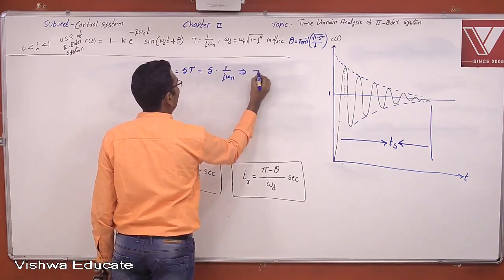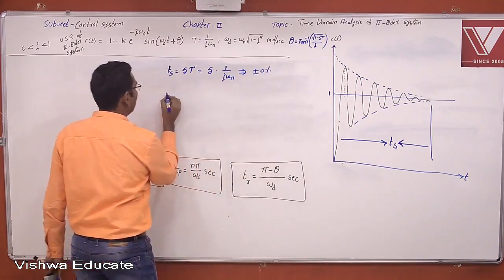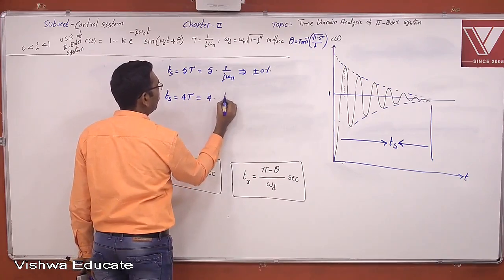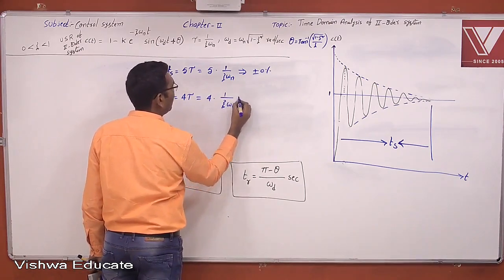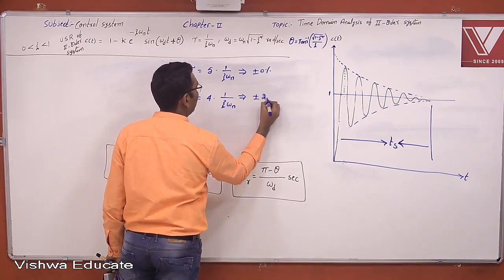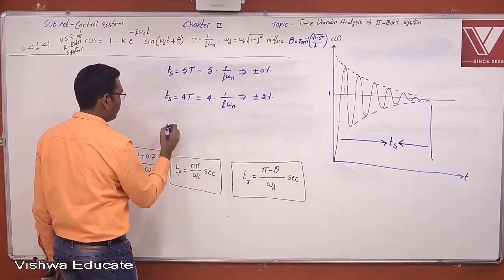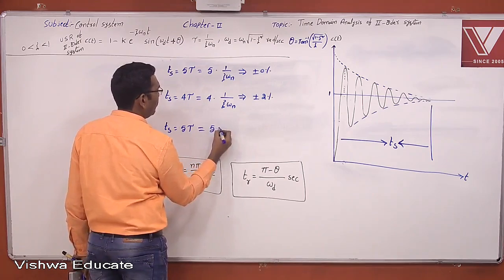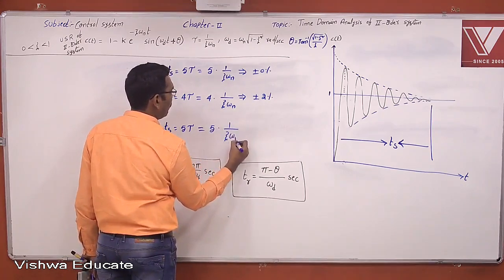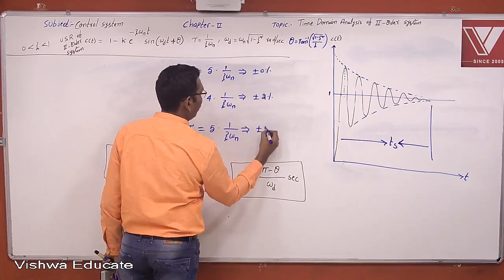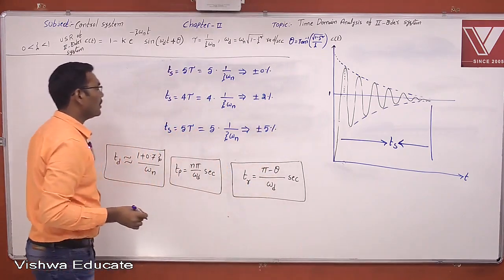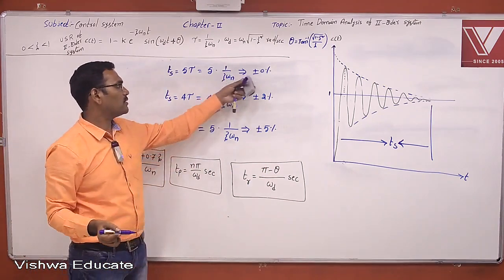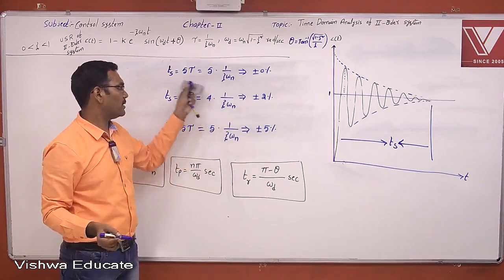This is for 0% error. Now the settling time equal to 4 time constants, which is equal to 4 into 1 by zeta omega n, is for 2% error. Now the settling time equal to 5 time constants, which is equal to 5 into 1 by zeta omega n, is for 5% error. This is the settling time. For any practical response, the settling time formula will be the same, but this is for error 0%, 2%, 5%. These are the settling times.